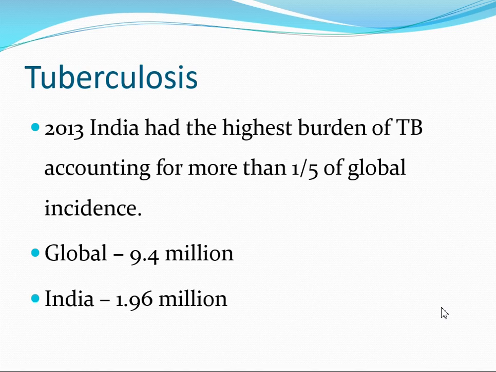Now tuberculosis in India has the highest burden, accounting for more than one fifth of the global incidence. And why is tuberculosis high in India? Because of overcrowding, not very well ventilated houses, poor immunity. So all these are the causes which lead to the higher rate of tuberculosis in a country like India. So globally, if we have 9.4 million patients, India alone accounts for 1.96 million cases.